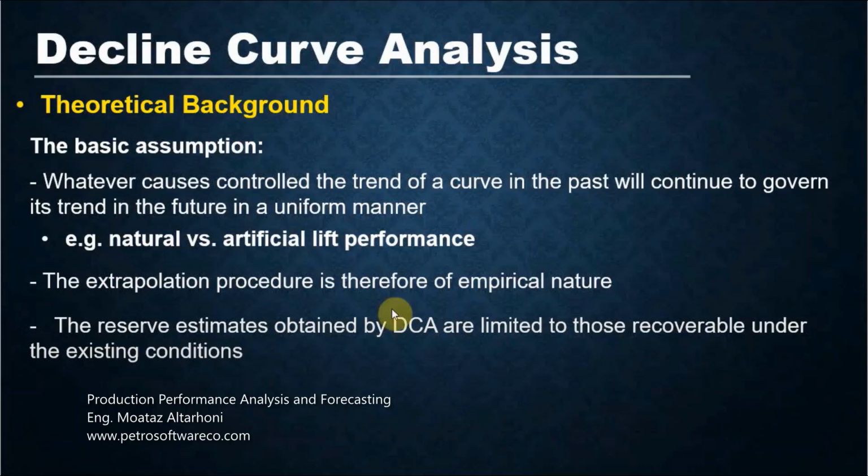The last point: the reserve estimation obtained by decline curve analysis is limited to those recoverable under the existing conditions. As I said at first, the reserves depend on the conditions existing in our reservoir. So maybe we can get a reserve that is the total produced from our reservoir, but existing condition means that what is recoverable naturally may change if we change the condition, for example the technology, so that will change with time.